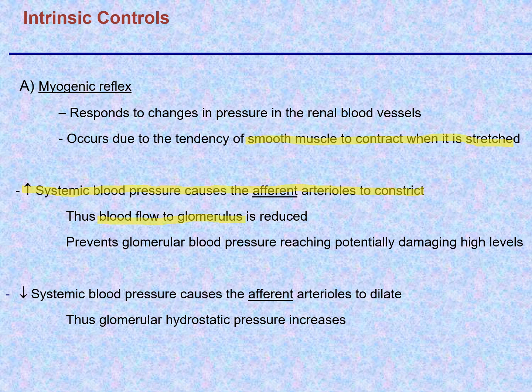If the systemic blood pressure is too low, then that will trigger afferent arterioles to dilate and allow more blood to flow in, and therefore allow for a higher glomerular hydrostatic pressure, and therefore a higher net filtration pressure. And so it brings it back into what I called the sweet zone.